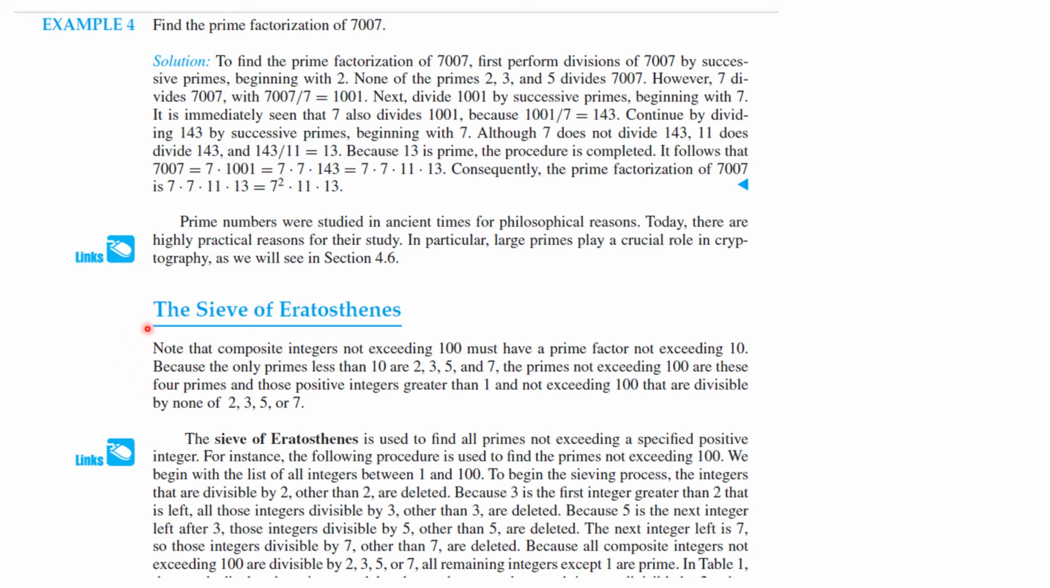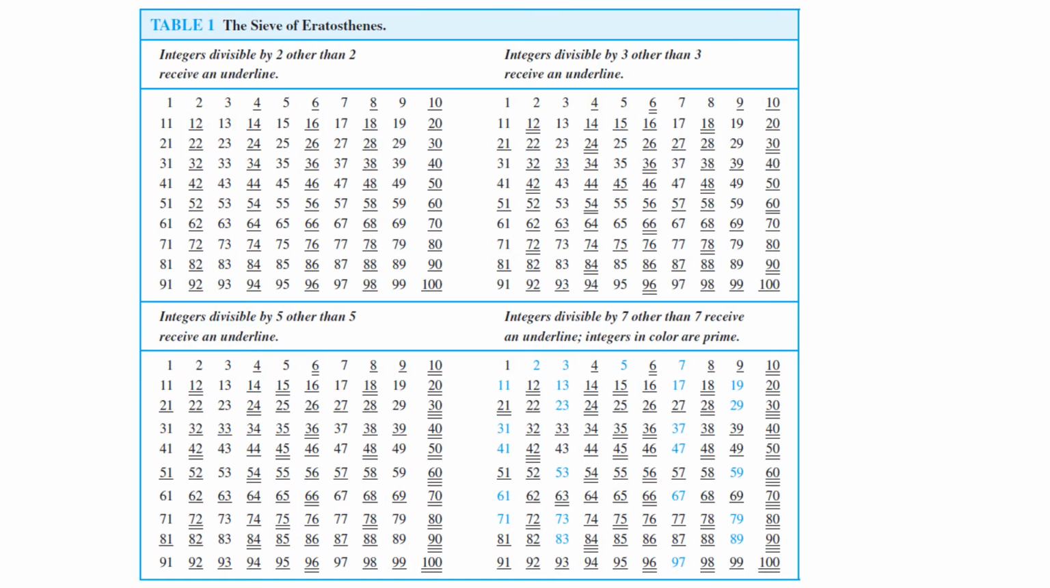One of the early people who studied this was in fact the librarian at the Library of Alexandria, and his name was Eratosthenes, and he wrote about a thing called the Sieve of Eratosthenes. So he had a way to find all primes not exceeding a specific positive integer. And so we'll talk about how you do the Sieve of Eratosthenes. And we've written it here, but let's just look at a table.